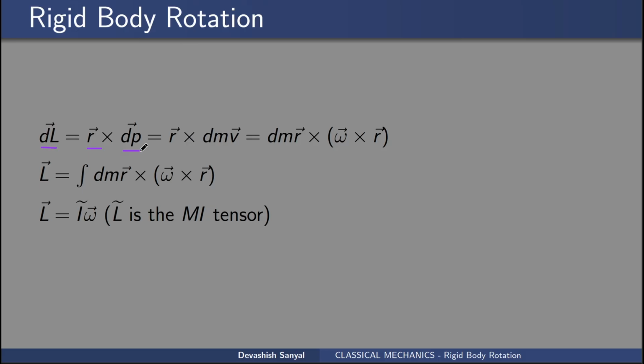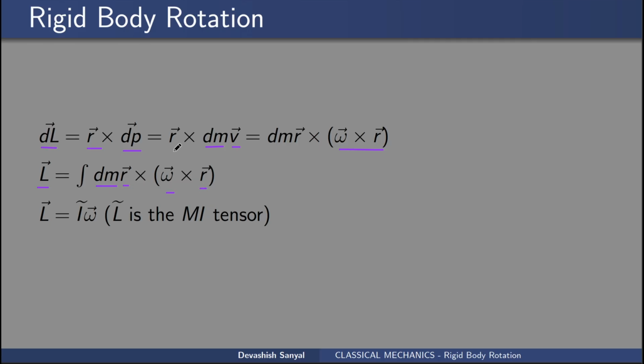And what is dp vector? dp vector is nothing but dm times v vector, where v is the velocity vector at that point. If it's rotating with a frequency omega, then v can be written as omega cross r. So this is dm r cross (omega cross r). So my L vector, if you integrate, will be the integral of dm r cross (omega cross r).